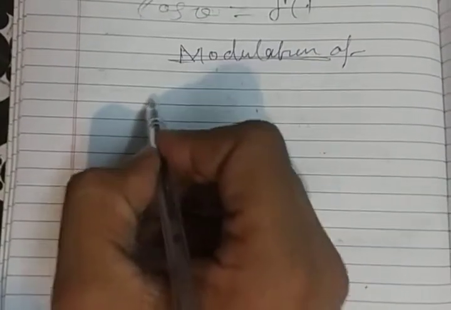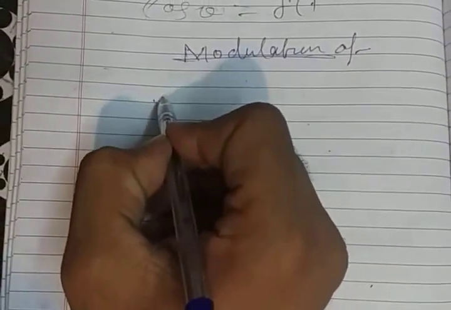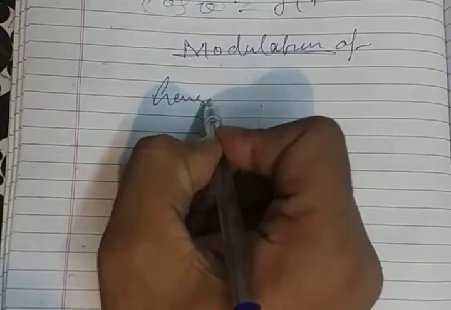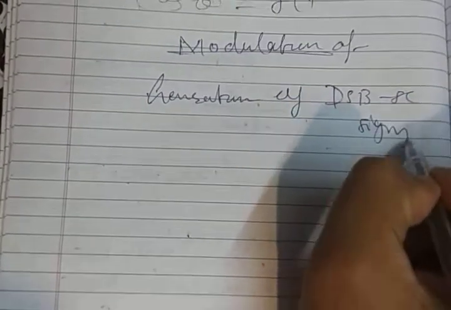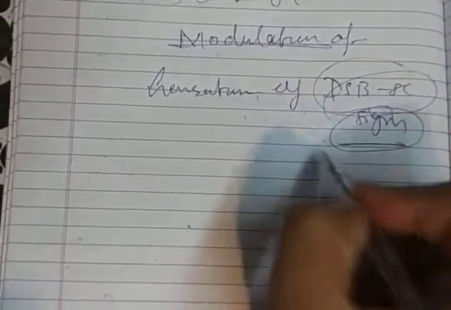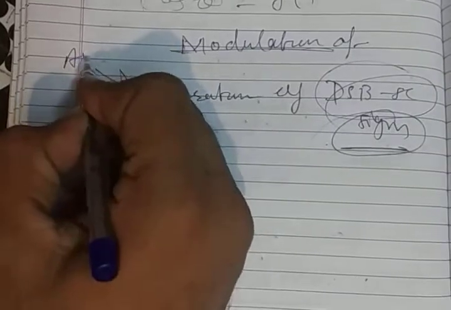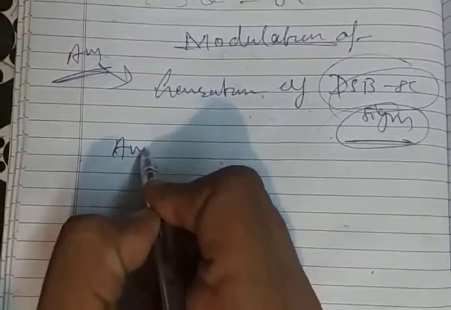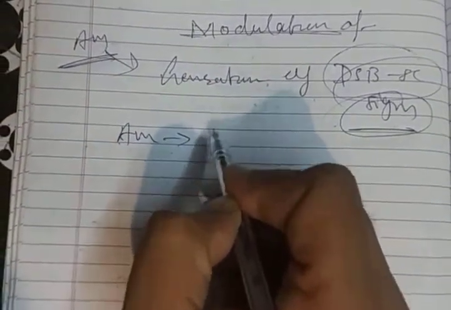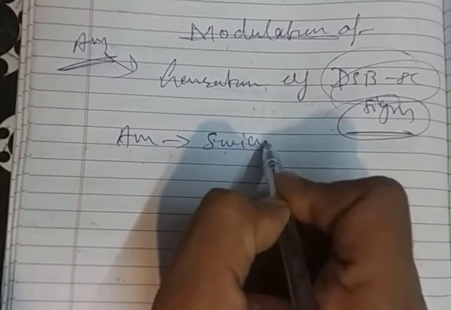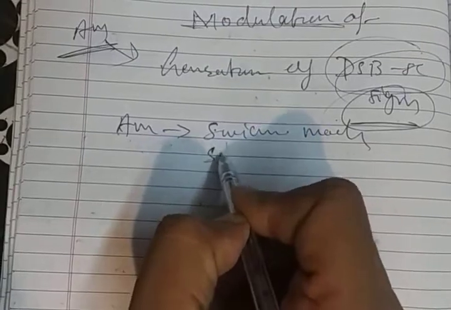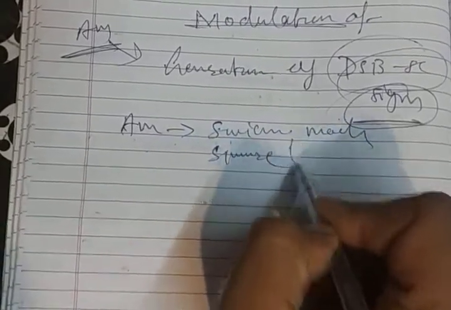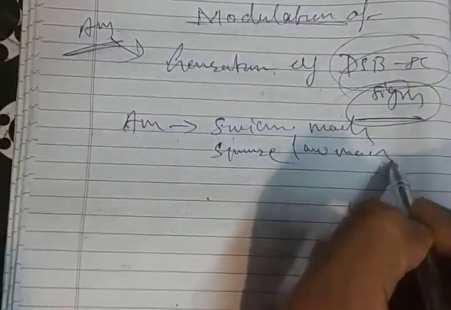In this video we will see how to generate a DSB-SC signal, double sideband suppressed carrier signal. In the last video we saw the generation of AM signal. AM signal is generated by using two techniques. One is the switching modulator and another one is the square law modulator.